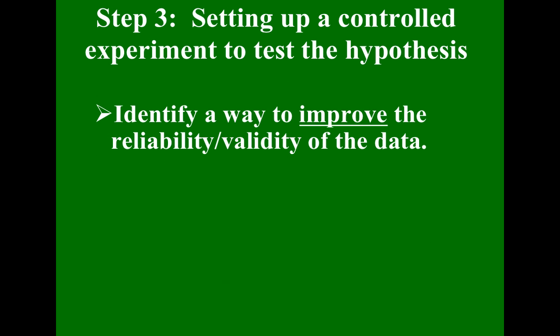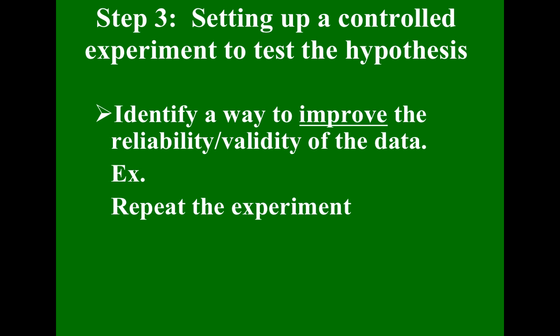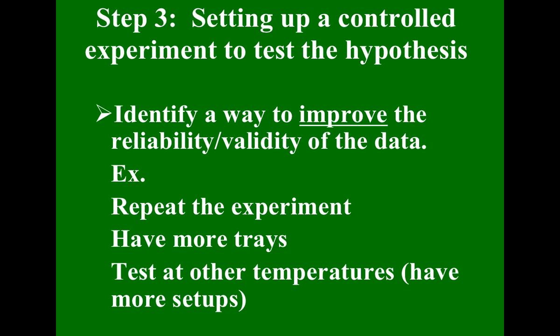In the experiment, we also need to make sure that we try to include a way that, maybe next time, we could improve the reliability or validity of the data. Couple of ways that always work: repeat the experiment. That's a really easy way. You could also do more trials. That would be having more trays of ice cubes, because maybe that one particular one is a little different.